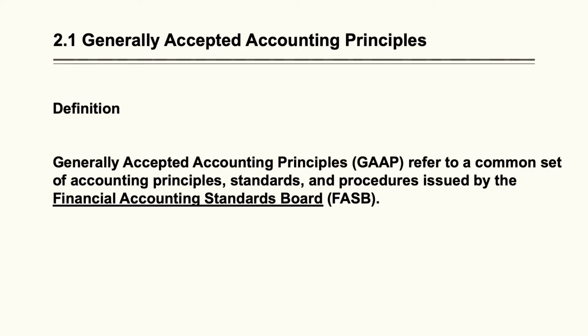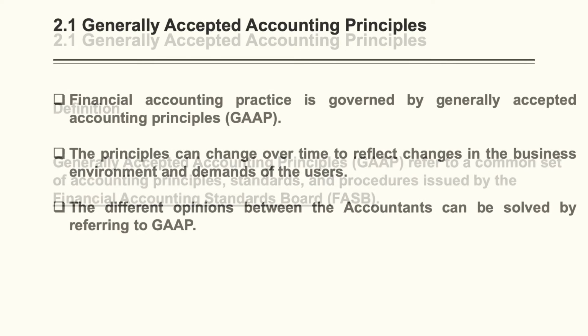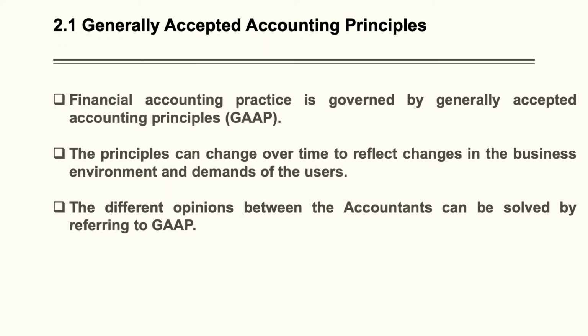So generally accepted accounting principle refers to a common set of accounting principles, standards and procedures issued by the Financial Accounting Standard Board, or we refer to it as FASB. Normally when we are doing accounting, all the financial accounting practice is governed by generally accepted accounting principle. And this principle can change over time to reflect changes in the business environment and demand of the user.